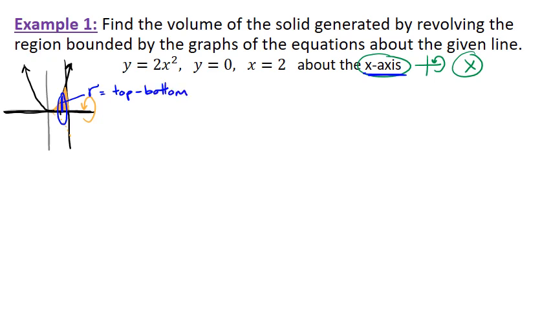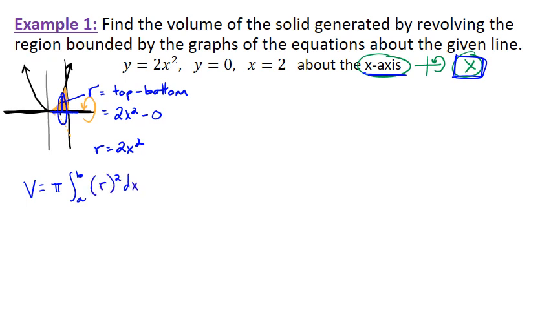So I need to identify what the top minus the bottom is in this function. The top function is 2x squared. The bottom function is just 0. So my radius is 2x squared. That is in terms of x, which is great because we know everything needs to be in terms of x. So remember, I'm going to find the volume by taking pi times the integral from a to b of the radius squared dx.